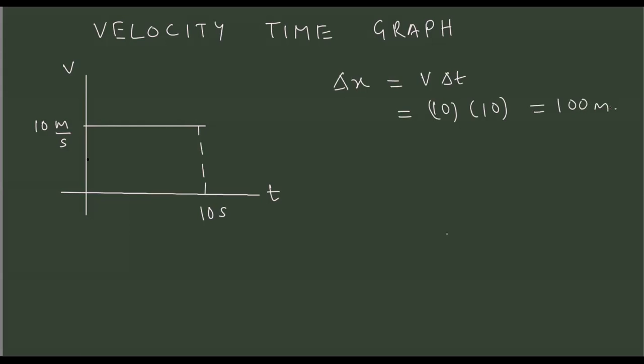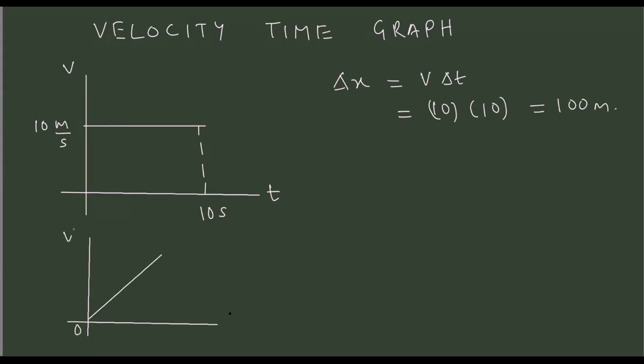But the velocity can vary. When the velocity varies as time progresses, the variation can be in any form. The simplest is a straight line. So if the velocity is not constant but is varying at a constant rate, that would be like having a constant acceleration. Let's say it's varying something like this. I'm assuming that the initial velocity is 0.